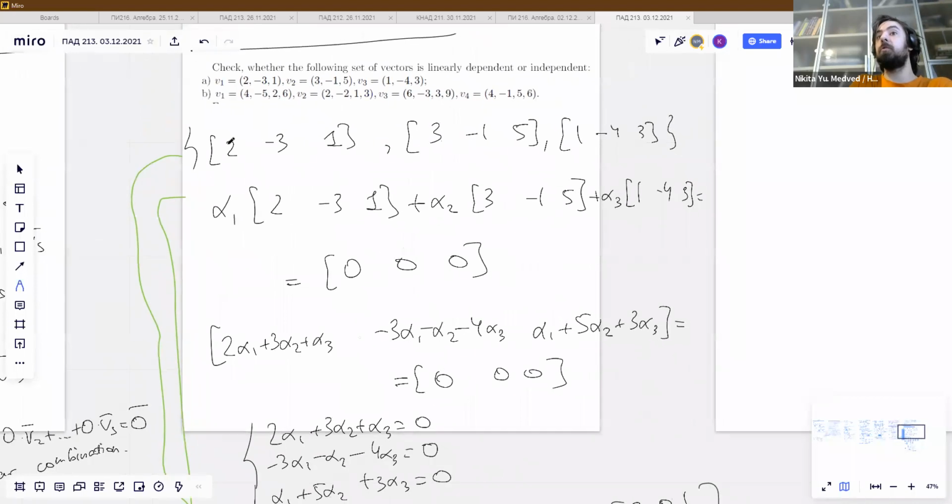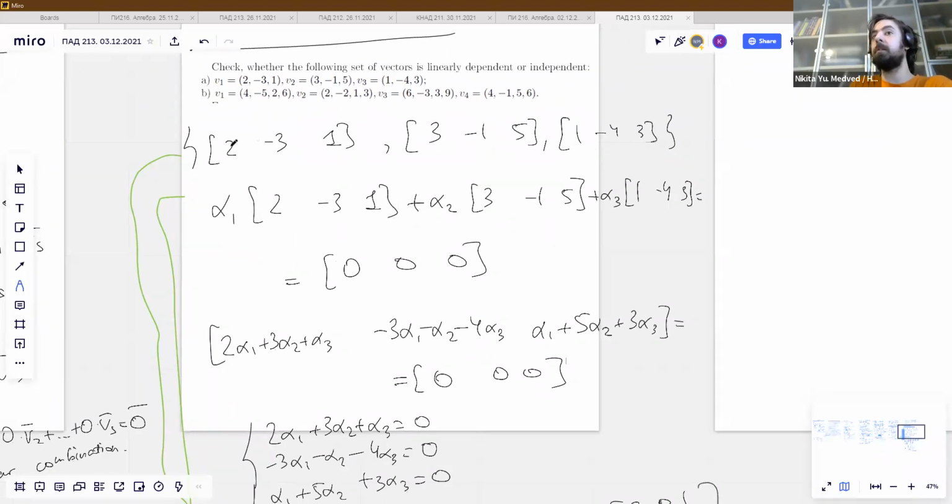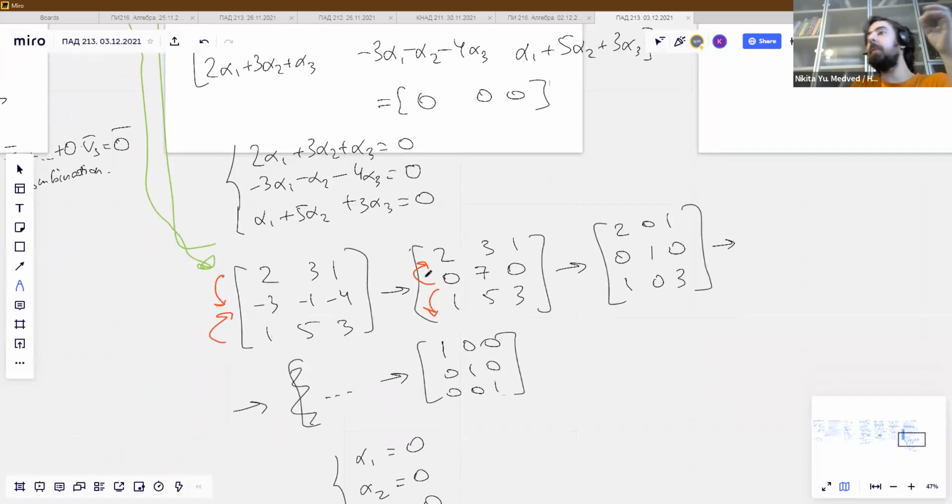The rule is as follows. You take your vectors that are given here, and no matter if they are rows or columns, you write them as columns into your system. Then you solve it and check whether there are non-trivial solutions or not. This system, again, always has the solution 0, 0, 0, but sometimes it has more solutions. Sometimes it doesn't.